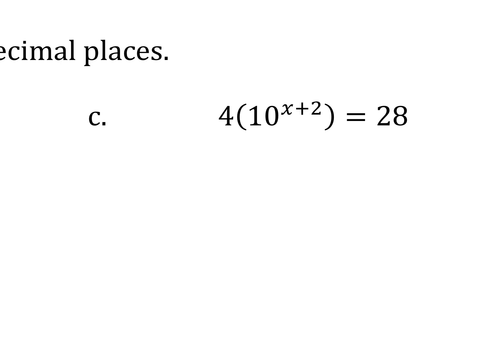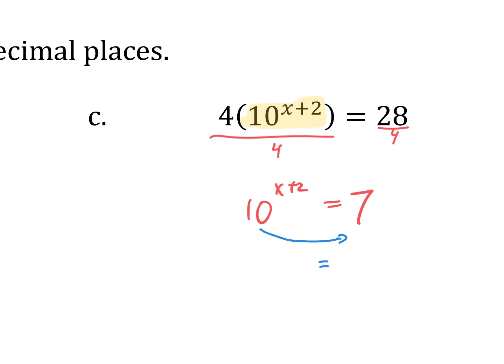Again, we want to get that logarithm or that exponential all by itself. 10 to the x plus 2, that's the exponential. So let's get that 4 out of there. And we have 10 to the x plus 2. 28 divided by 4 is 7. Got our exponential all by itself here now. And that's a common log, so we don't usually put the 10 on it. We can just write it this way, log of 7.